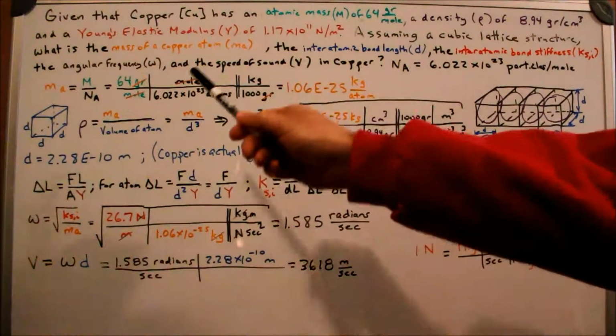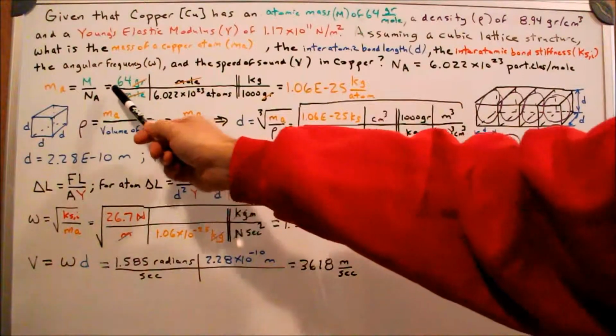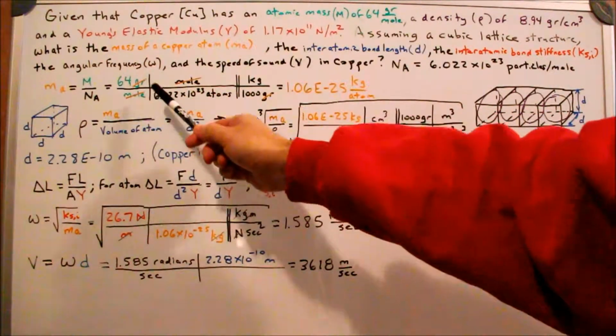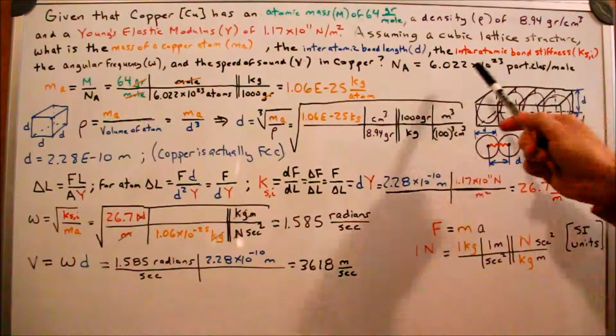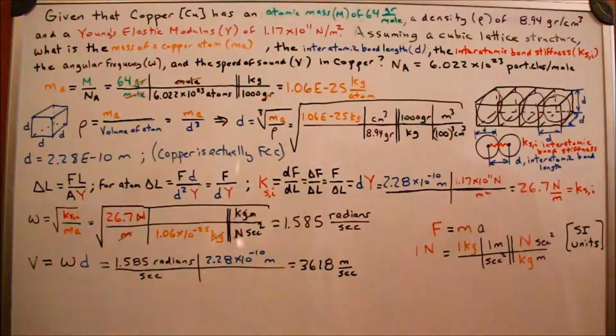Here's a solution to these questions. The first one is just simple chemistry, the mass of an individual atom. Given the atomic mass and Avogadro's number, one can determine the mass per atom.